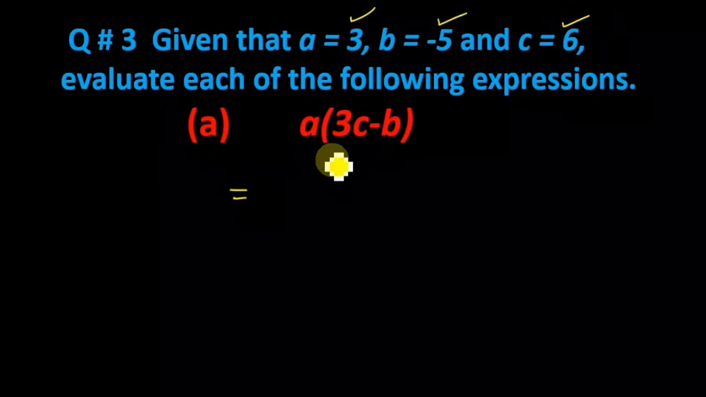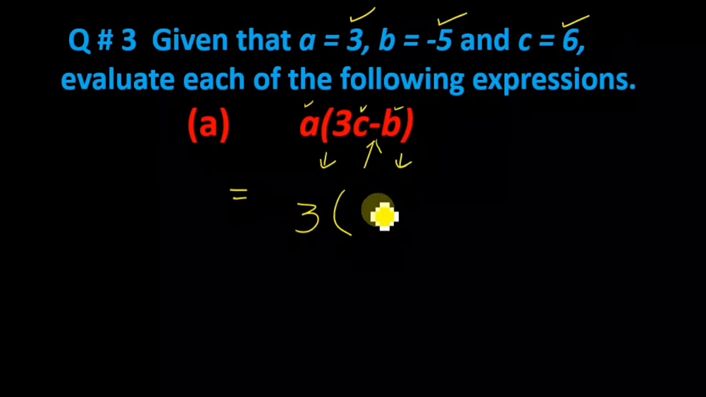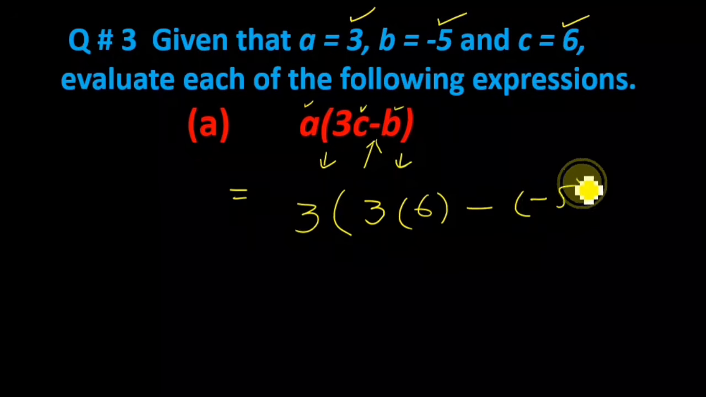So now question number 3, part A. Now the variables are changed, a into 3c minus b, but the method is the same. There are 3 variables, so we replace a with its value, c with its value and b with its value. Value of a is 3, value of b is minus 5, value of c is equal to 6. 3 bracket start, 3 into value of c is 6 bracket close, minus into minus 5 the whole bracket close.